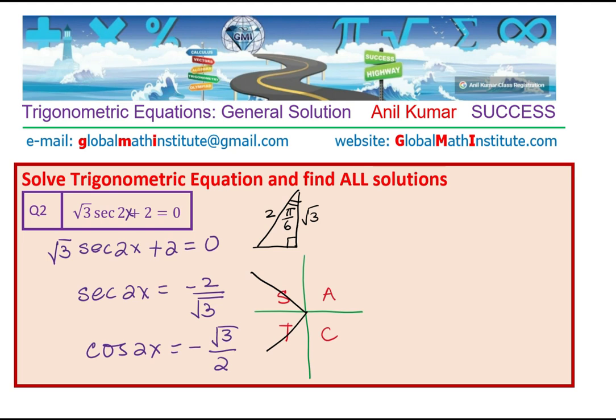What is our related acute angle? The related acute angle is pi by 6. However, the solution is what? Well, the solution is pi minus pi by 6, or it is pi plus pi by 6, right? Because we are in quadrant 2 or in quadrant 3 for a negative value of cosine. Makes sense, right?